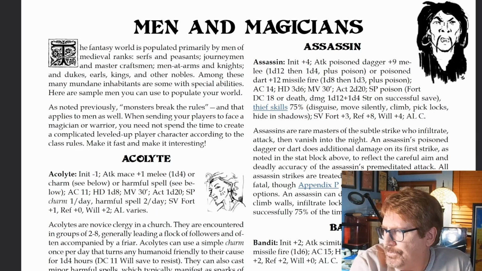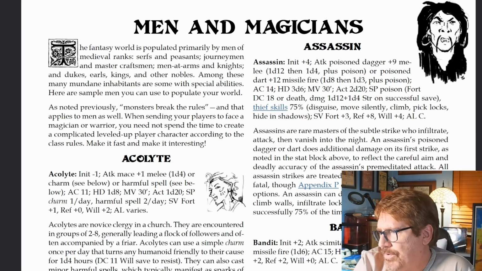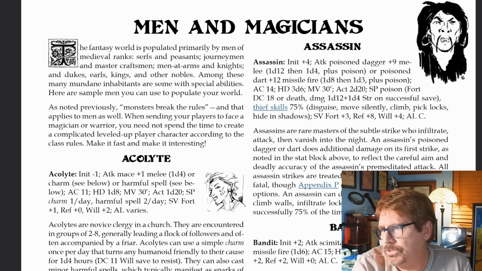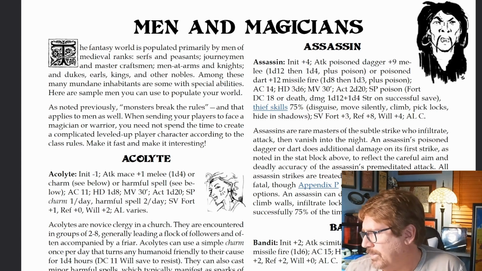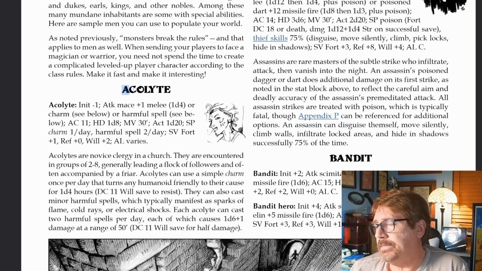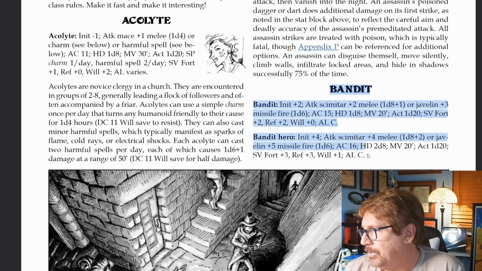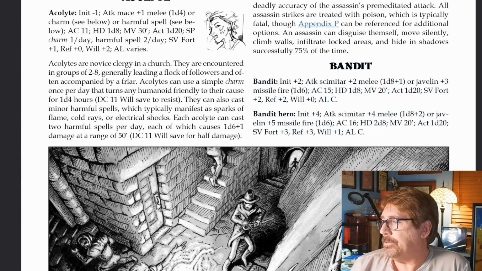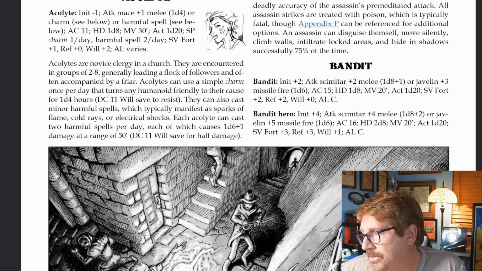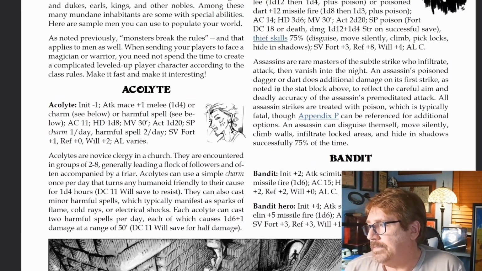looks like this is serfs and peasants and journeymen and master craftsmen and men-at-arms and knights and dukes. So these are the NPCs, I guess. They look like the standard NPCs of your campaign world. So if you go to Hommlet, the Moat House, or you go to Nulb, full of bandits, they've got a standard bandit and then one of the bandit leaders all ready to go, which makes it convenient.